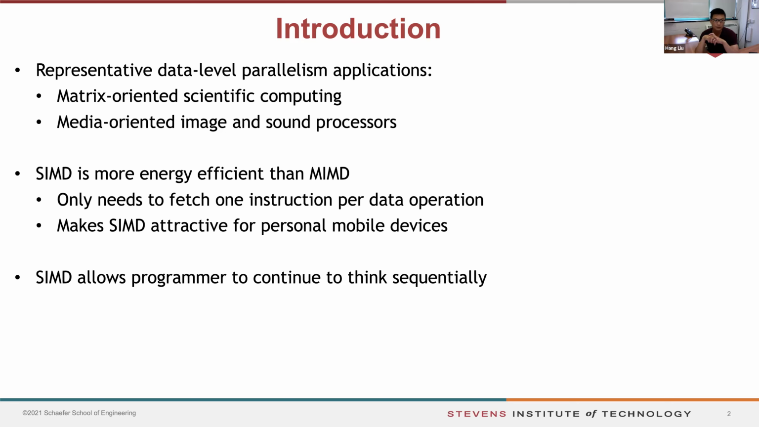Why? Because first, there are a lot of data level parallelism applications we mentioned last lecture, such as matrix-oriented scientific computing, multimedia-oriented image and sound processors. And we want to try single instruction multiple data for data level parallelism, which is the same thing. So if you have data level parallelism, which means the data is the center. So we say single instruction multiple data, what does it mean?